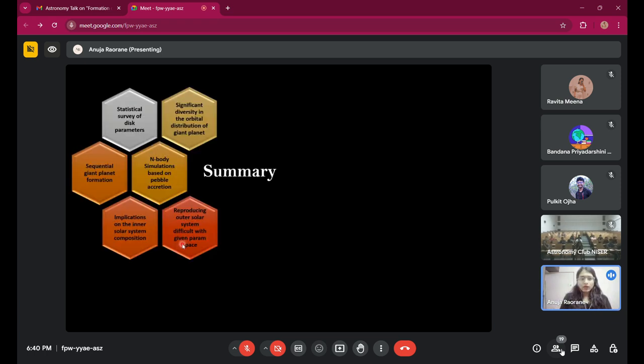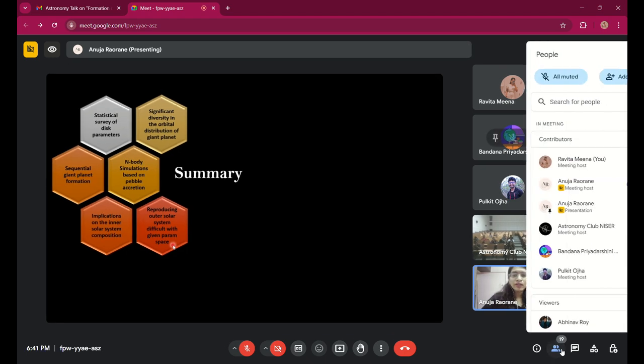So, summarizing the talk, I talked about N-body simulations, and I also said that we did a statistical survey on disk parameters. We saw a significant diversity in the orbital distribution of giant planets. There was no particular trend as we could see. There was sequential giant formation. The time of growth has implications on the inner solar system, because as you could see, Jupiter was kind of a barrier which did not let the outer carbonaceous contents come into it.